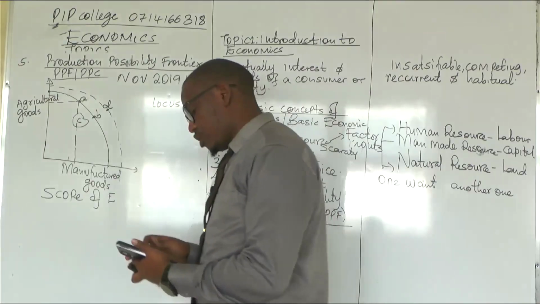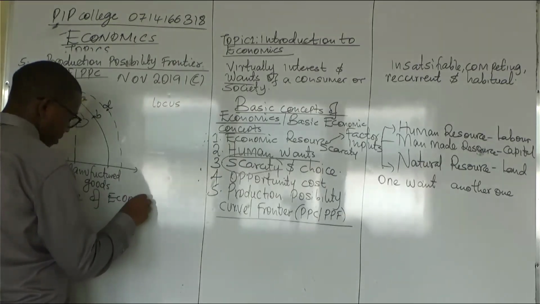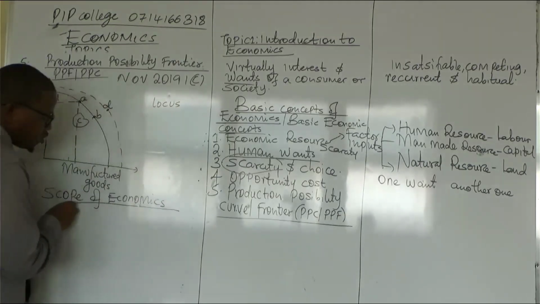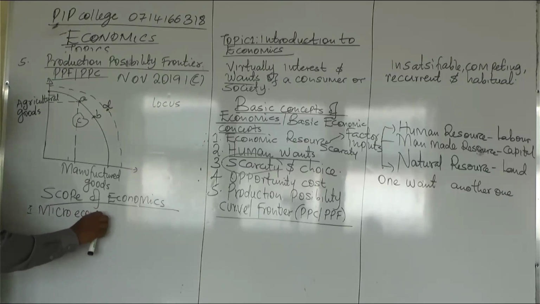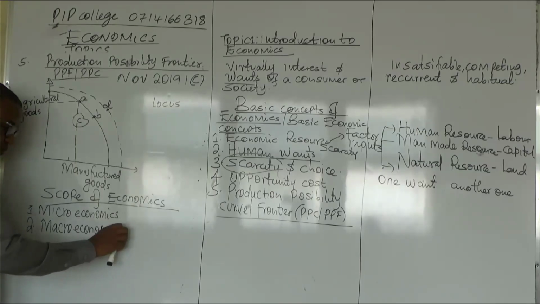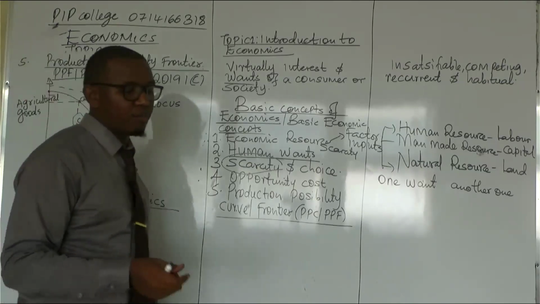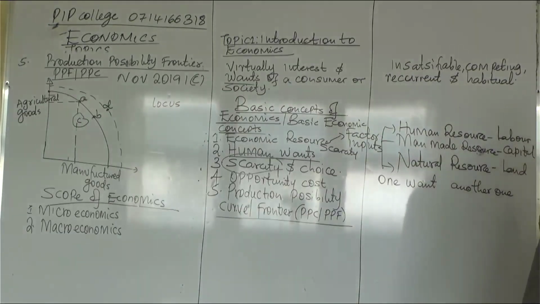Now, we can get to the scope of economics. We have 2 main branches of economics. Number 1, we have what we call microeconomics, which is mainly what we'll be covering. And number 2 is what we call macroeconomics. This is what defines the scope of economics.